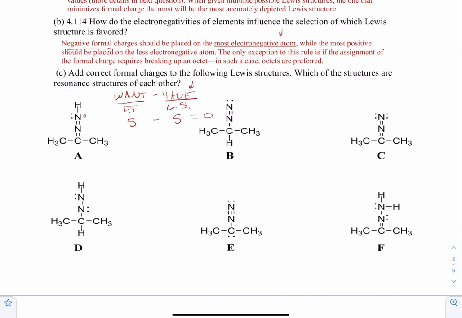Now, typically, we actually leave out anything that has a 0 formal charge. We really only indicate those that have a formal charge that's not 0, or you'll hear it called non-zero formal charges, okay?